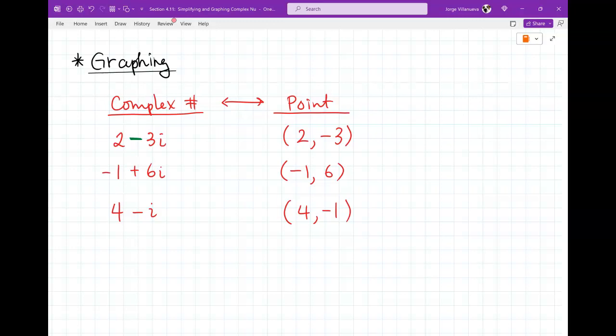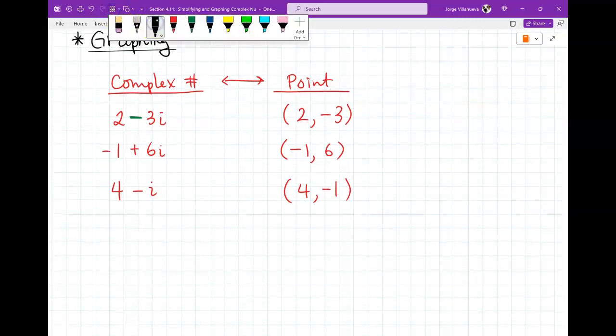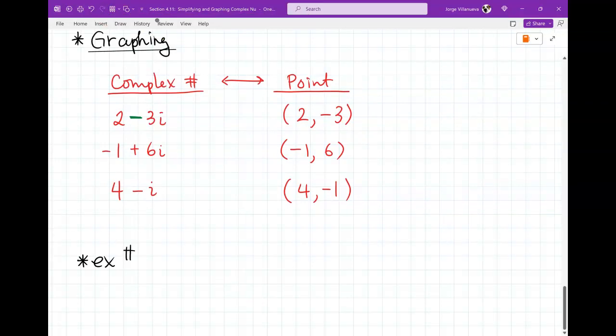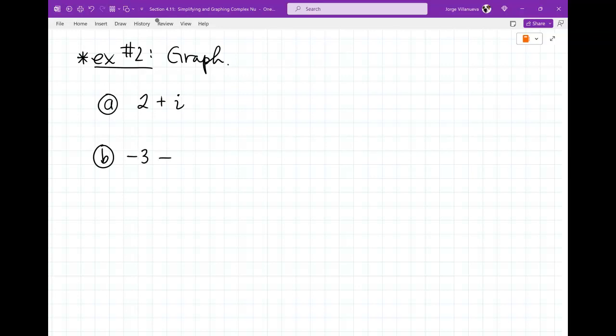So, this is what they're going to be doing. And you have 4 graphing problems, okay? The first 2, they're going to ask you to graph the point. So here we go. So example number 2. And I'm going to do 2 of them, but on the same graph, okay? I'm going to do 2 of these on the same graph. The first one I want us to graph is 2 plus, let's say 2 plus i. And then the next one that I want to graph is negative 3 minus 4i.